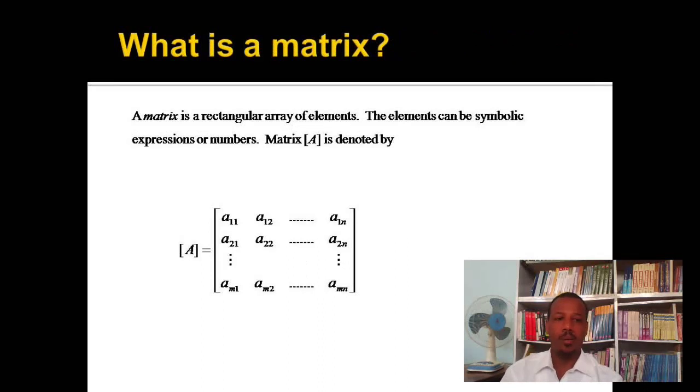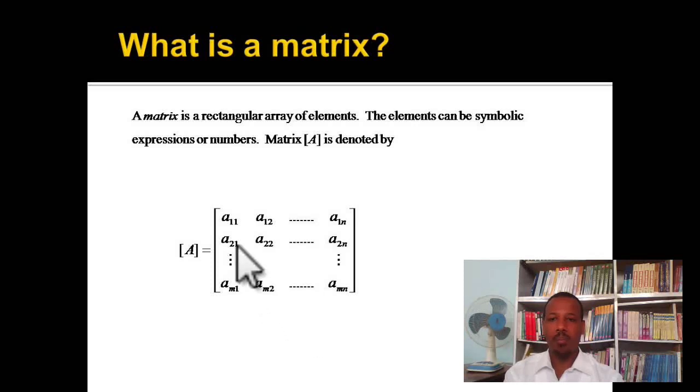So directly we will go to the definition of a matrix. A matrix is simply a rectangular array of numbers or elements. The elements can be symbolic expressions or numbers. And a matrix is represented by this symbol. For example, we may consider this as a matrix. As we defined earlier, it is a rectangular array of numbers or elements.